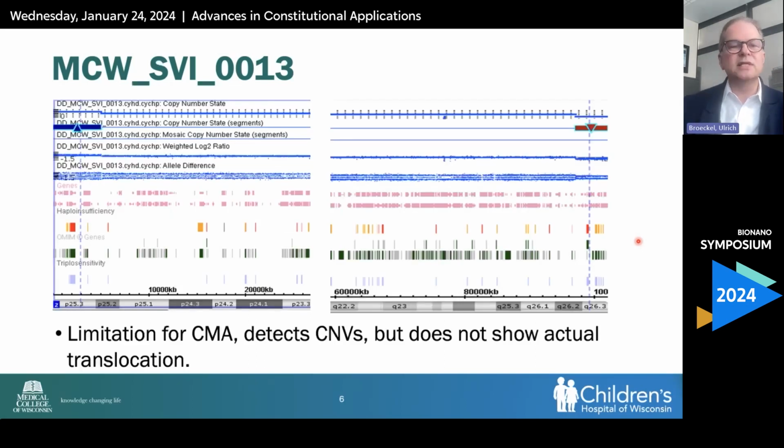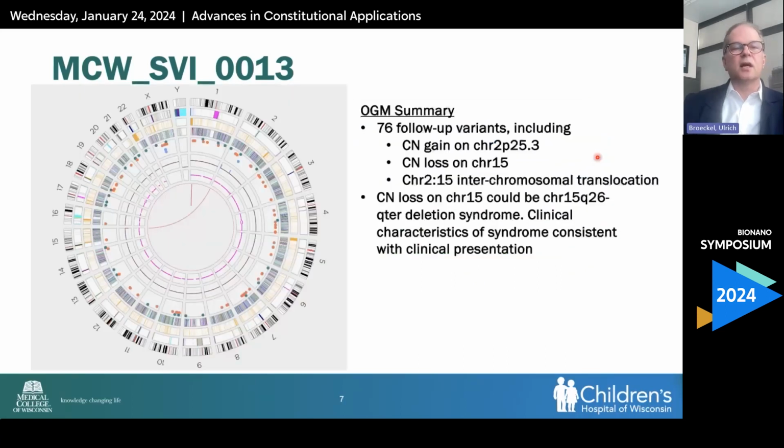So I want to show you the results, a typical result where we detect using an array, and that would be CytoScan. And you can see here, obviously, it looks like a translocation. You have an increase here and you have a deletion here. It looks very much like this could be a translocation, but obviously arrays are not able to detect that. And so we performed optical genome mapping.